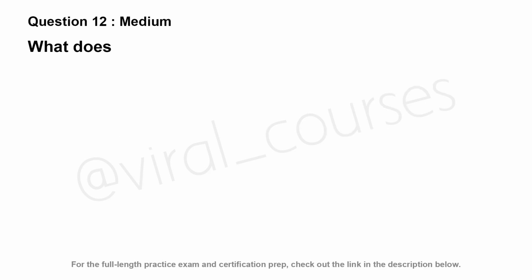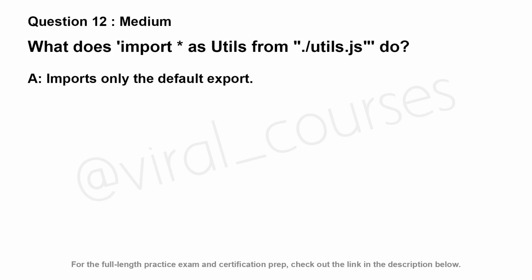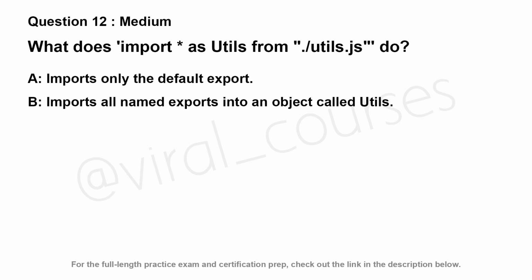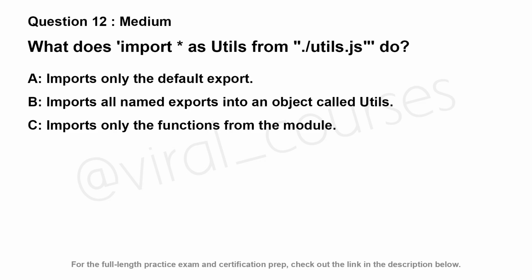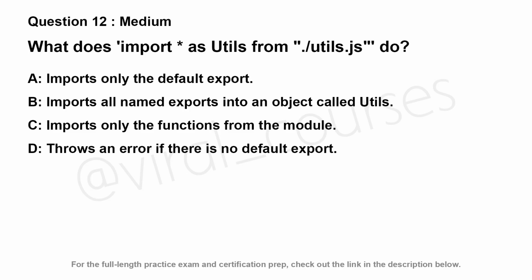What does import * as utils from './utils.js' do? Option A. Imports only the default export. Option B. Imports all named exports into an object called utils. Option C. Imports only the functions from the module. Option D. Throws an error if there is no default export.